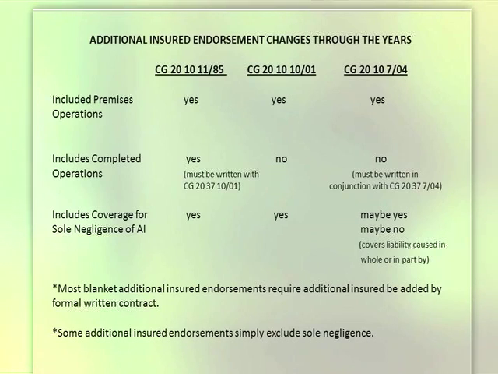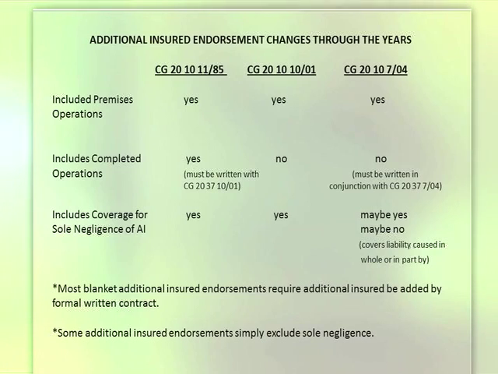That endorsement provided coverage for premises operations. It also provided coverage for the sole negligence of the additional insured. It did not, however, provide additional insured status for products and completed operations. That had to be done on a separate endorsement called the 2037. That wasn't what your contracts required. It was not what your contracts required.